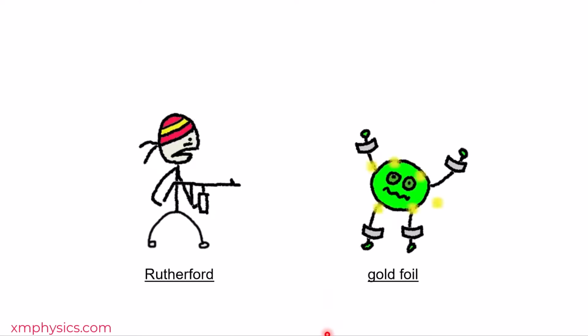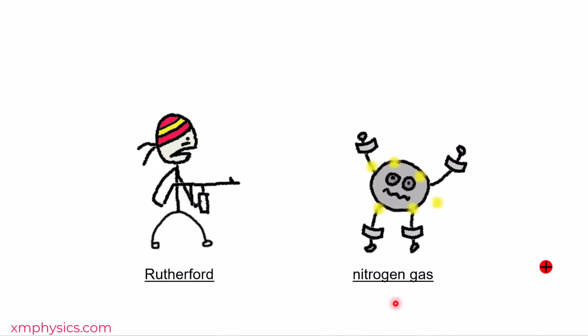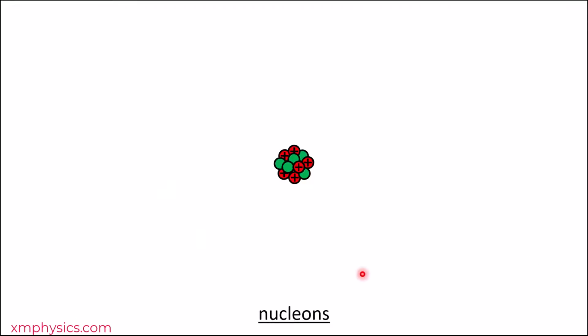Hello. In the previous videos, we learned that after firing alpha particles at the gold foil, at the nitrogen gas, and God knows what else, we now know that a nucleus consists of protons and neutrons. So both the protons and neutrons are called nucleons since they make up the nucleus. So the electrons, since they are not found in the nucleus, they are not nucleons.